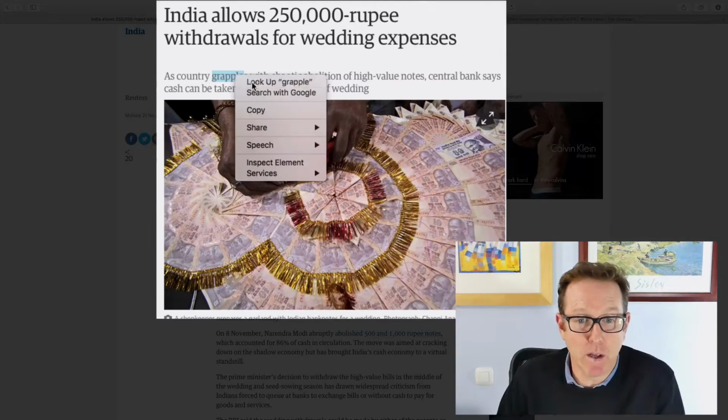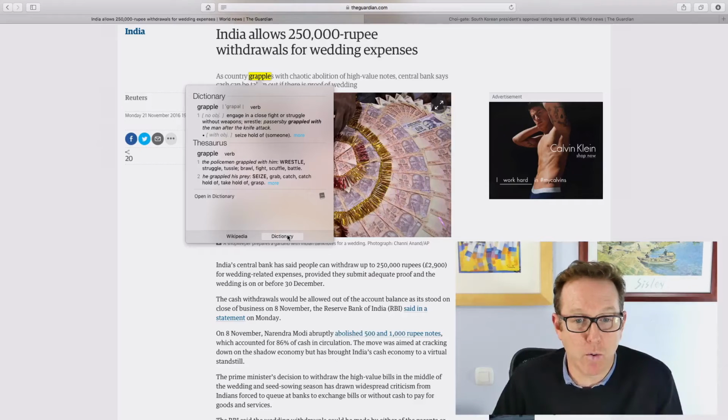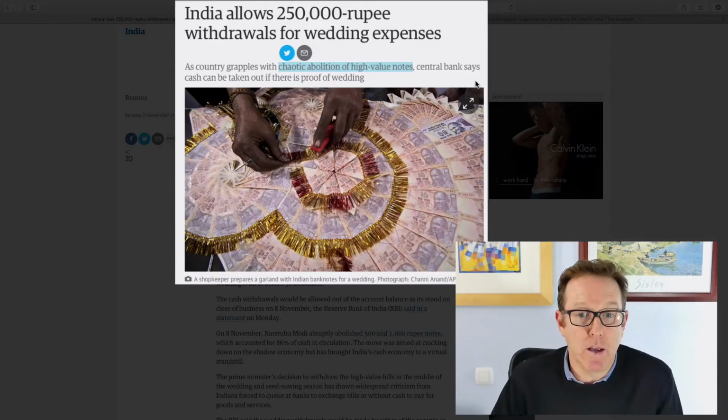the definition here. So to grapple with something means to engage in a close fight or struggle, okay? So India is struggling with this problem, with chaotic abolition of high value notes. So an abolition is where you abolish something, and it's chaotic, meaning that it is quite out of control, a chaotic abolition. Central bank says cash can be taken out if there is proof of wedding. So you have to prove that you have a wedding.